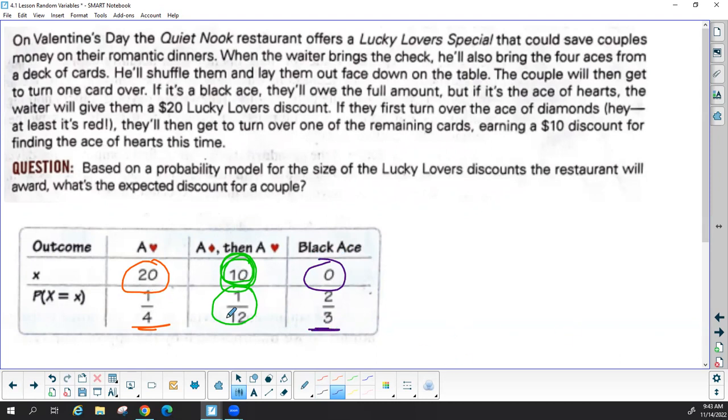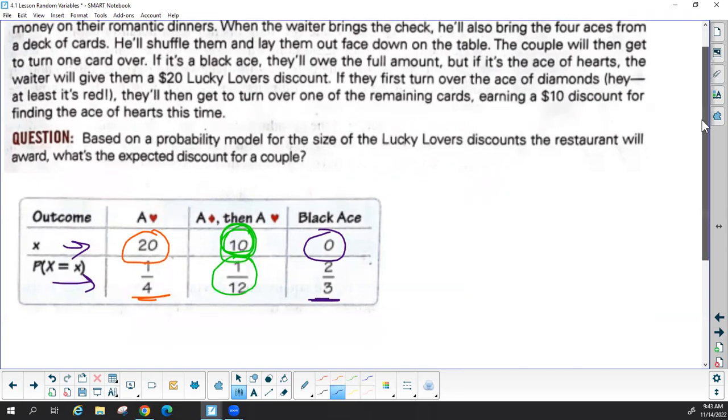And so these are the only options. This is a discrete random variable. The outcomes are listed here, or the result of the outcome, how much discount you'll get. And these are the probabilities that those outcomes occur. And so we can calculate the expected value by multiplying all of these x's times the probability they happen.